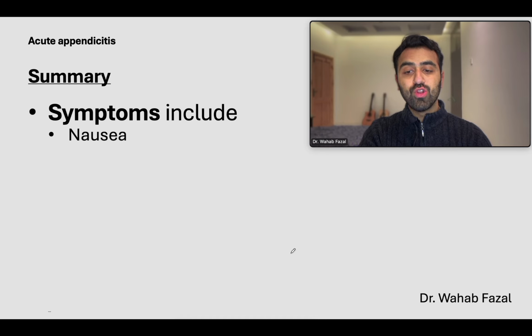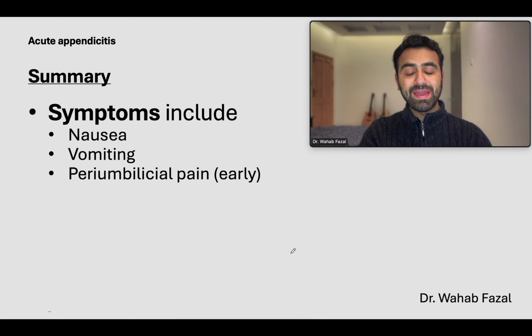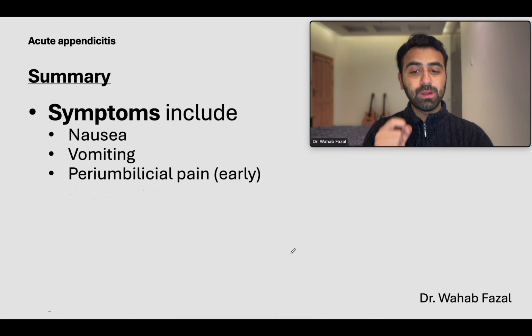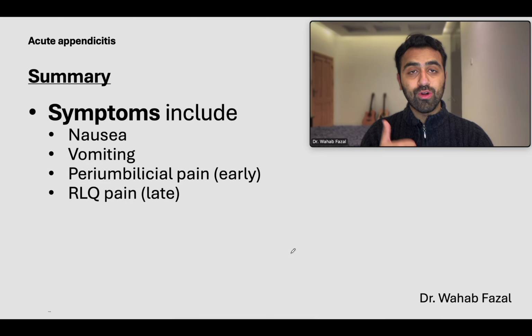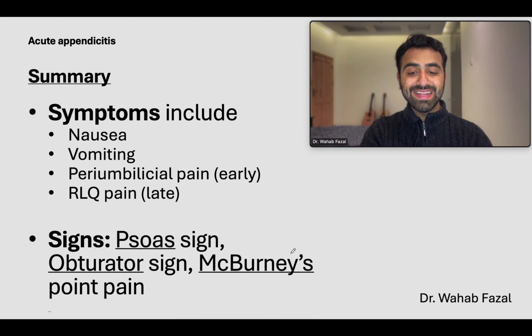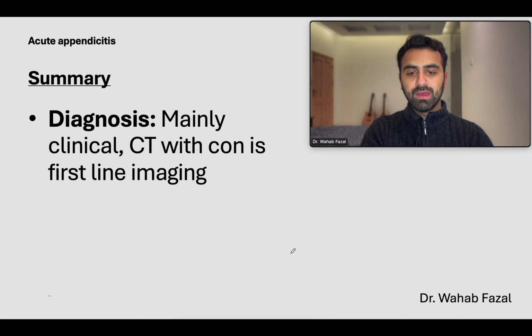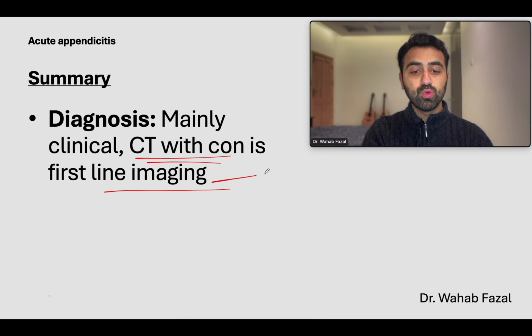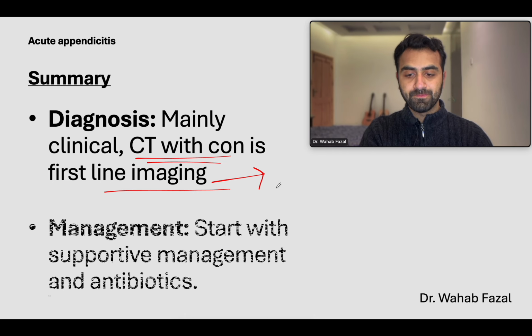Symptoms include nausea, vomiting, and periumbilical pain. This is early, due to the visceral peritoneum, and late is right lower quadrant pain. Then signs like psoas sign, obturator sign, and McBurney's point pain. Right lower quadrant specific tenderness. And then diagnosis is mainly clinical. CT with contrast is first line imaging in developed countries. You have to do this in developed countries.